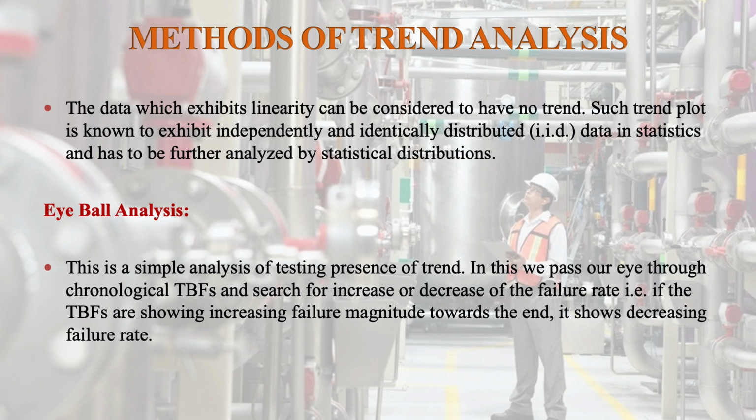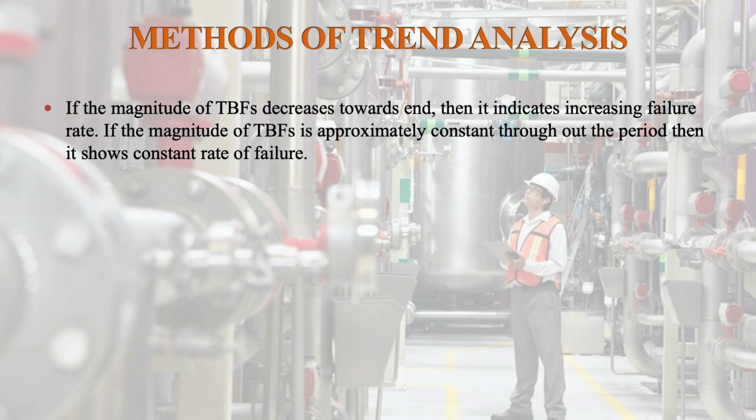Then the next one is eyeball analysis. This is a simple analysis for testing the presence of trend. In this, we pass our eyes through the chronological times between failures and search for the increase or decrease of the failure rate. That is, if the times between failures are showing increasing magnitude towards the end, it shows decreasing failure rate. If the magnitude of times between failures decreases towards the end, then it indicates increasing failure rate. If the magnitude of times between failures is approximately constant throughout the period, then it shows constant rate of failure.